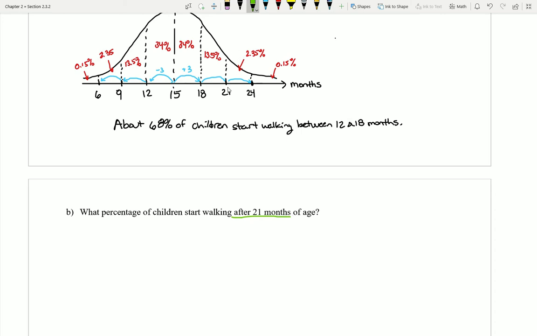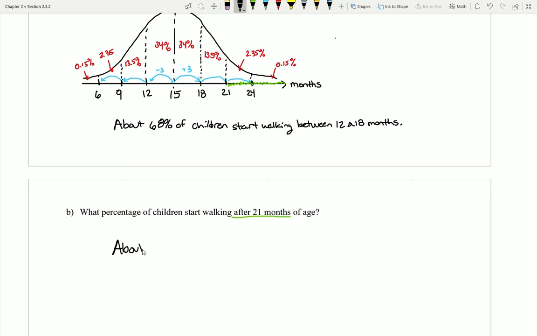Well, again, I can go to the picture and see, well, that kind of corresponds to this, right? This would be everything after 21 months. So what red percentages have I covered? Well, again, no big surprise there. I can just take my two different values and add them together. If I was to do this, I think I end up with 2.5%.